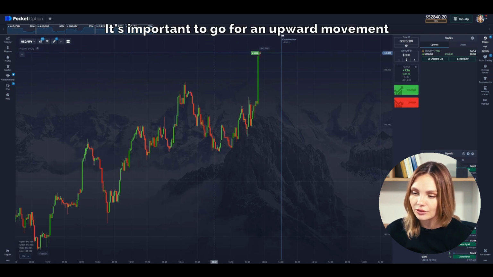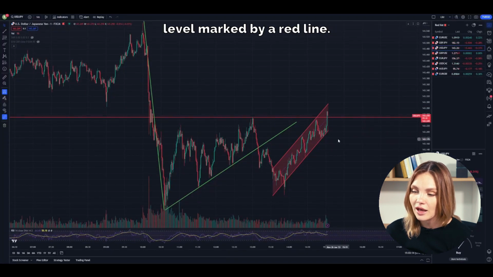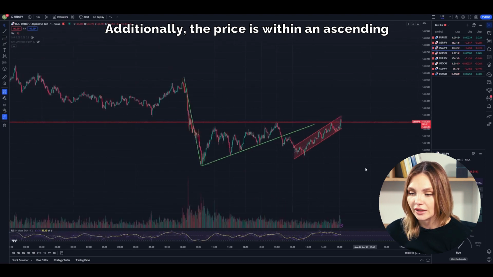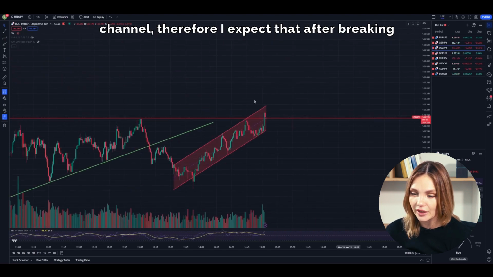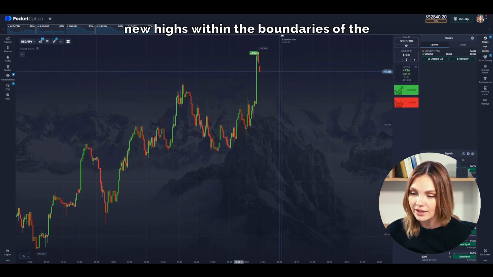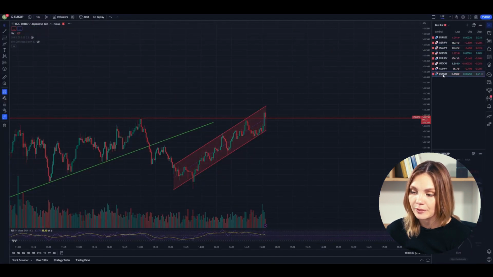It's important to go for an upward movement because the price has broken a strong resistance level marked by a red line. Additionally, the price is within an ascending channel, therefore I expect that after breaking this level, the price will go higher and may form new highs within the boundaries of the channel. That's why we entered the trade for an upward movement here.